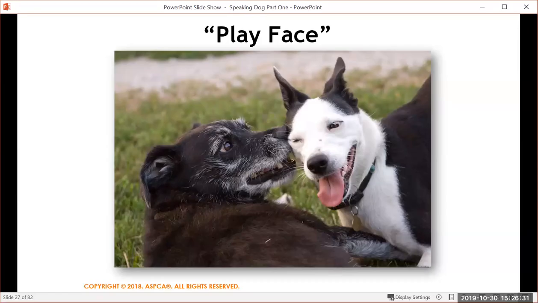The musculature of their face will be very relaxed. Typically, they have an open mouth and very soft eyes. Next slide.